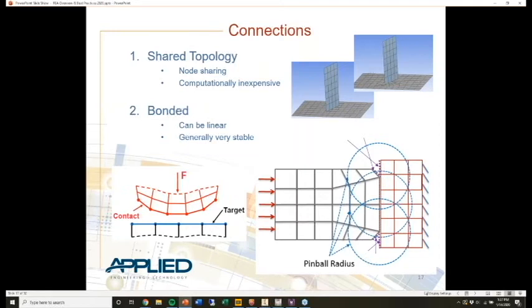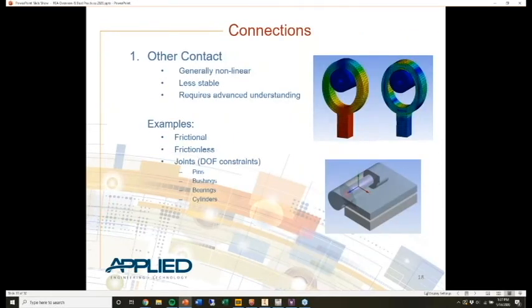And we have a picture here. Those purple lines with the arrows pointing to them would be an example of some nodes that are a little bit farther away that we're able to spread the load out to. Maybe this would simulate almost like a weld bead, for example. Generally, the other types of connections besides bonded contact are non-linear, which means they're less stable, and we're going to need that iterative solution process.